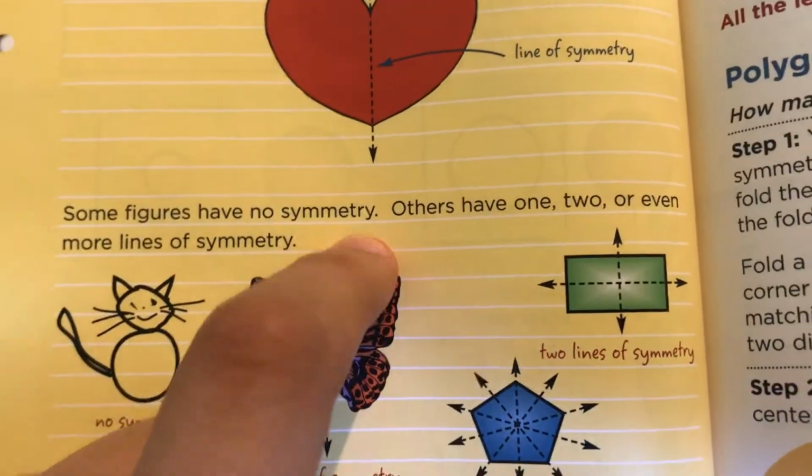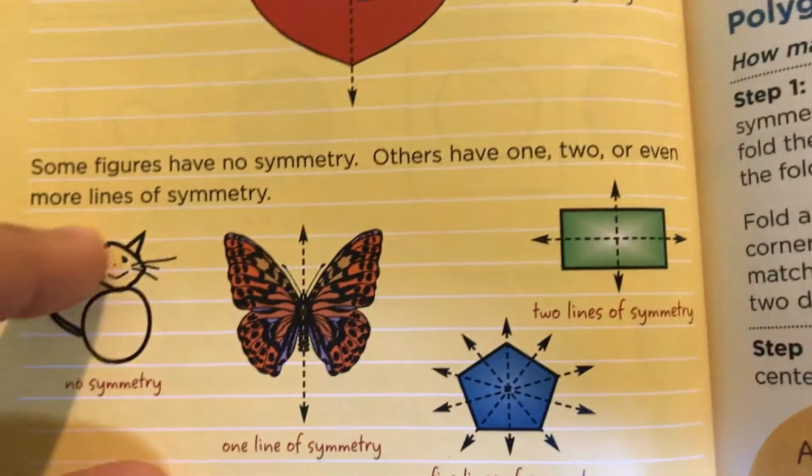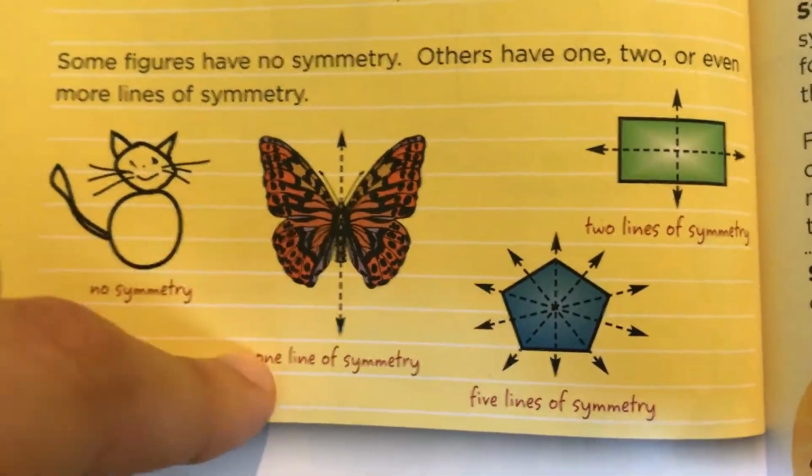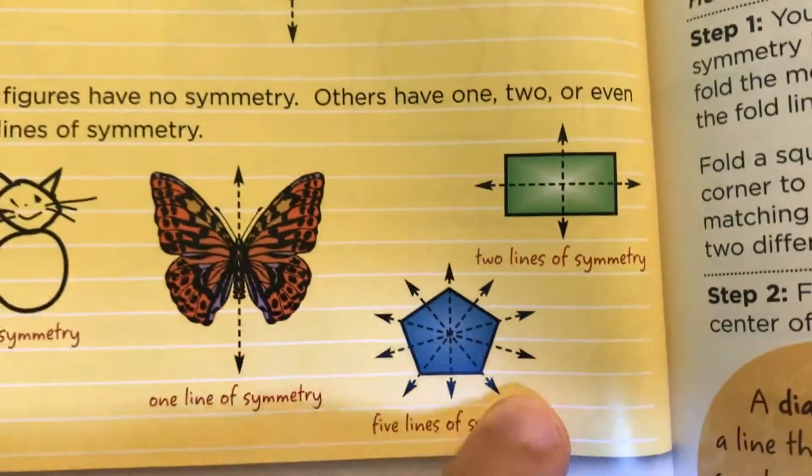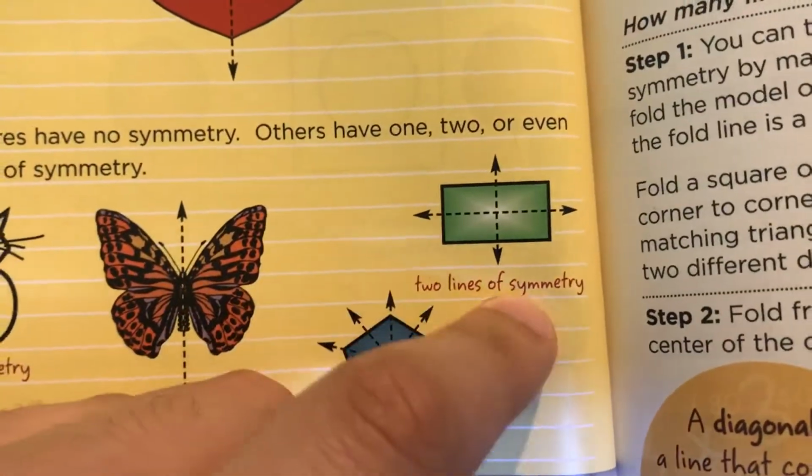Some figures have no symmetry. Others have 1, 2, or even more lines of symmetry. No symmetry. 1 line of symmetry. 5 lines of symmetry. 2 lines of symmetry.